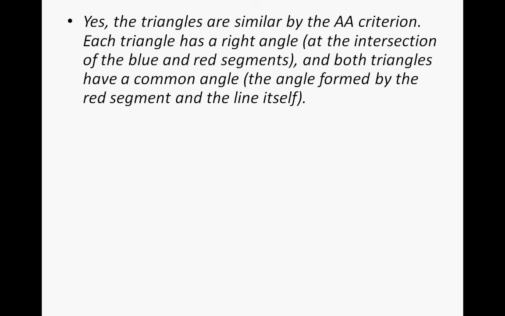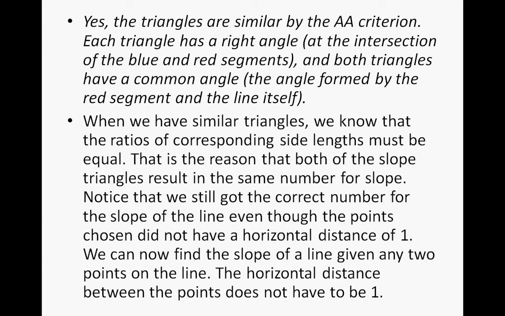Well, they are. The triangles are similar by the AA criterion. Each triangle has a right angle at the intersection of the blue and red segments, and both triangles have a common angle, the angle formed by the red segment and the line itself. So when we have similar triangles, we know that the ratios of corresponding side lengths must be equal. That is the reason that both of the slope triangles result in the same number for slope.